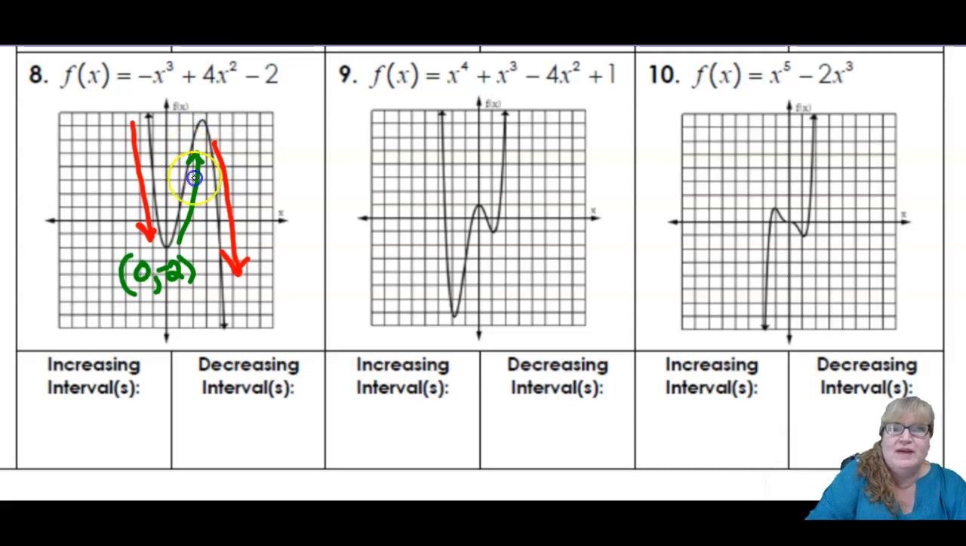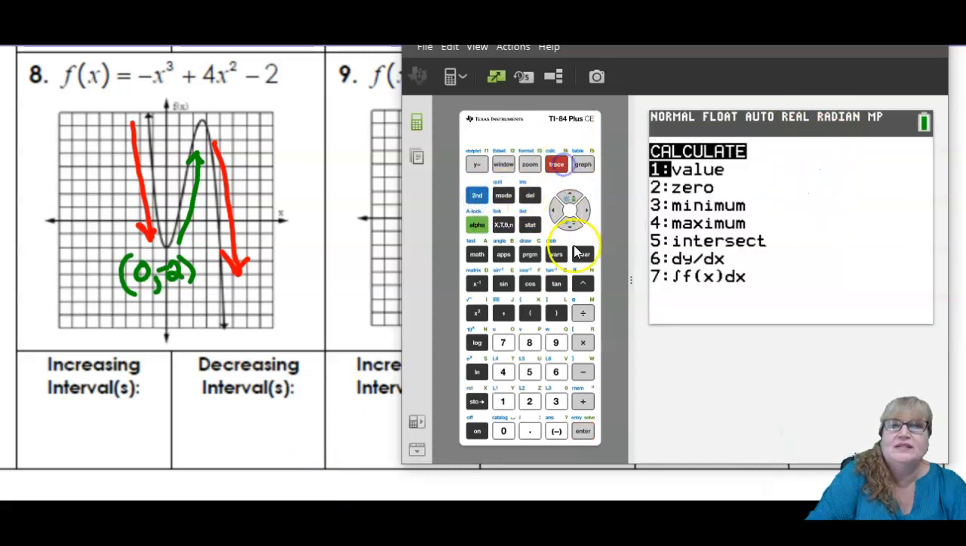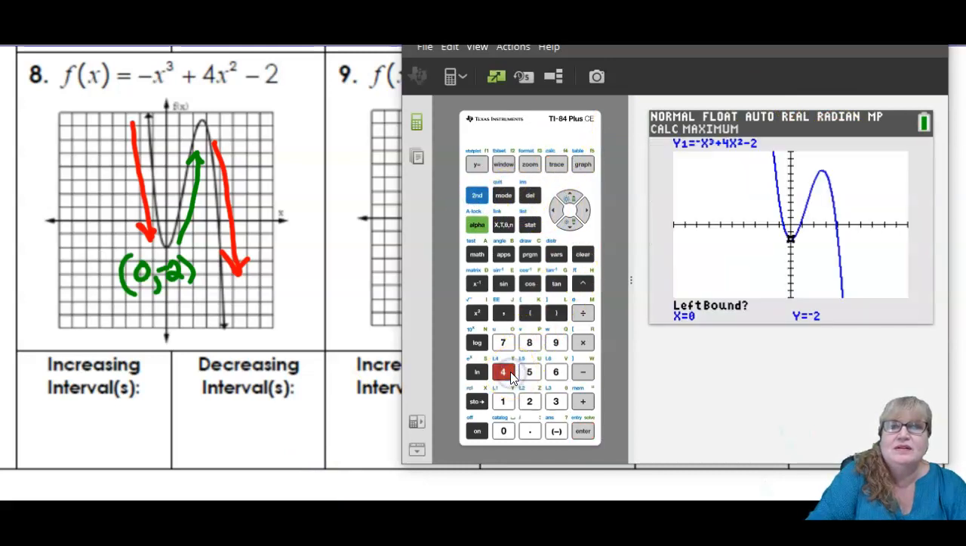And over here at the max, we need to find this ordered pair at the max. So we just second trace maximum. And I'm going to say it's somewhere between 1 and 5. I'm just going to type in a couple numbers. It's clearly in between those two. And it happens at about 2.67.